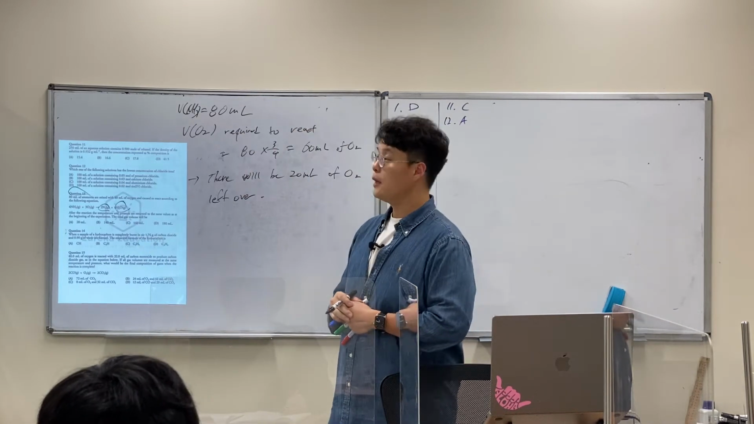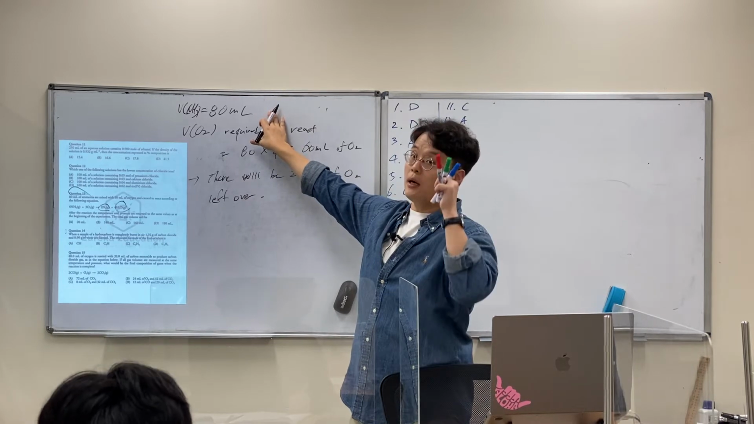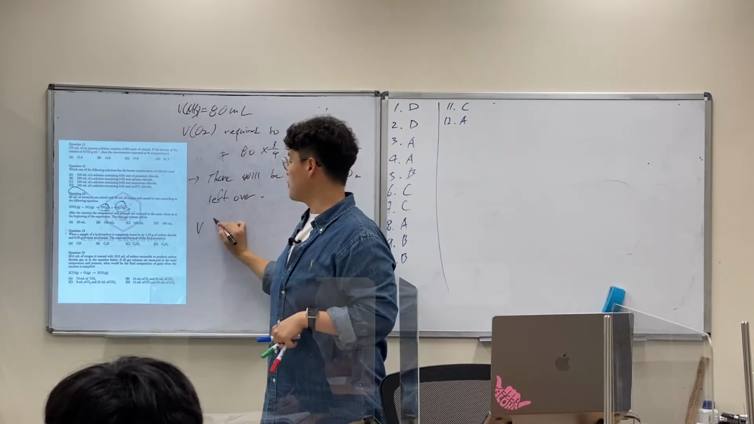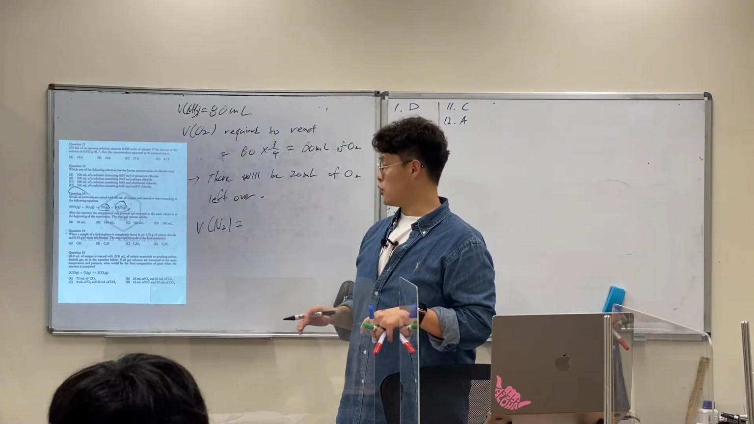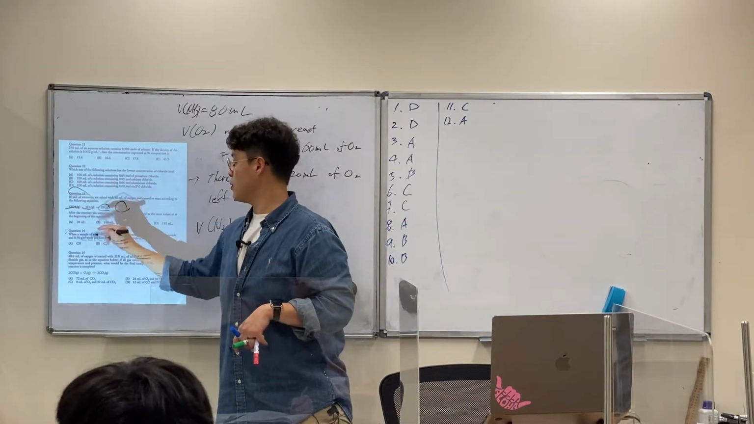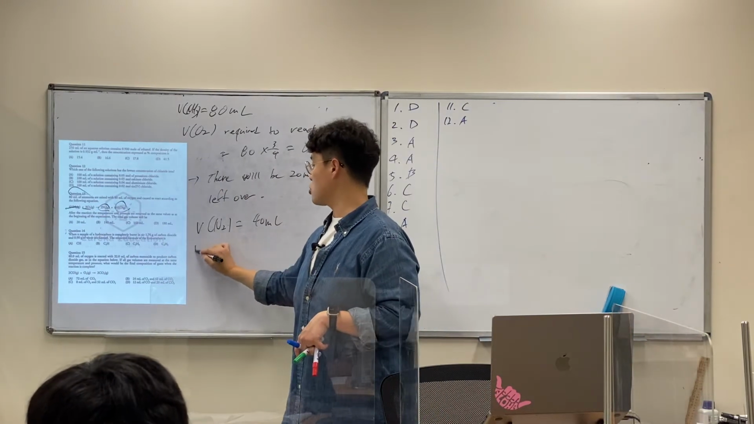If we consume 80 mL of the ammonia, what would be the volume of N2 as a product, following the reaction ratio? It would be 40 mL. Very good. What about the H2O?